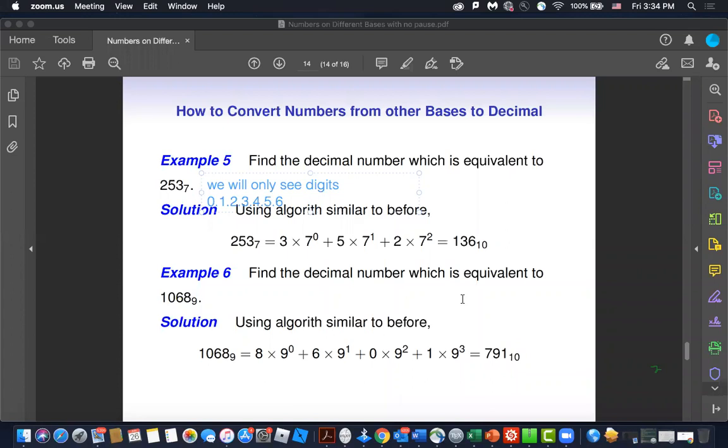And the next question: find the decimal number which is equivalent to this number based on 9. Don't panic. It's exactly the same algorithm. You start from the right. For a number based on 9, you will only see 0 to 8. So we start from the one on the very right: 8 times 9 to the 0, plus 6 times 9 to the first, 0 times 9 squared, and 1 times 9 cubed. You total them. It is 791.